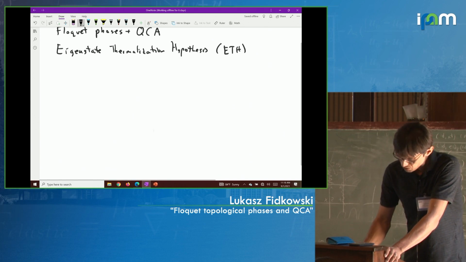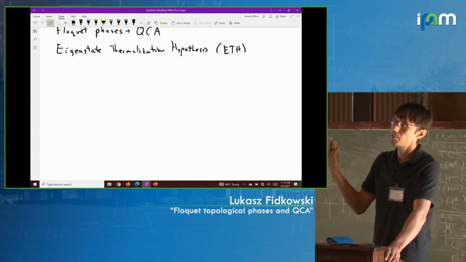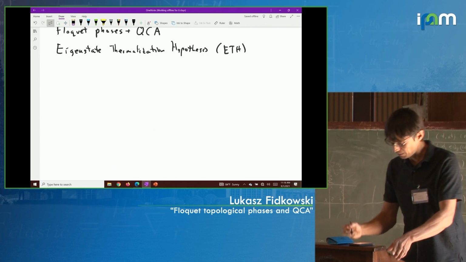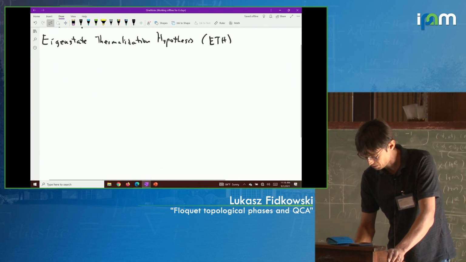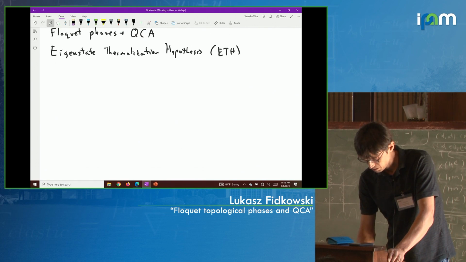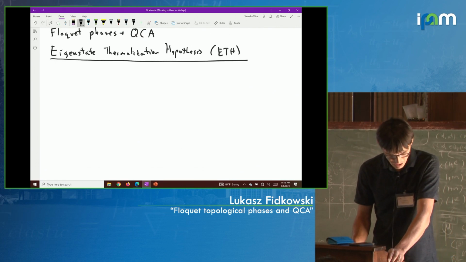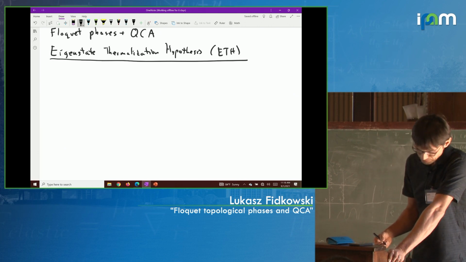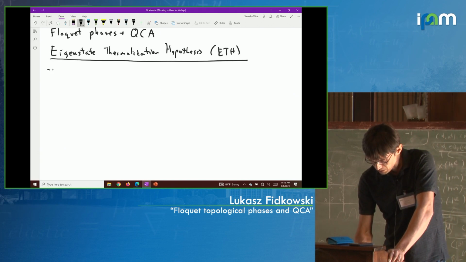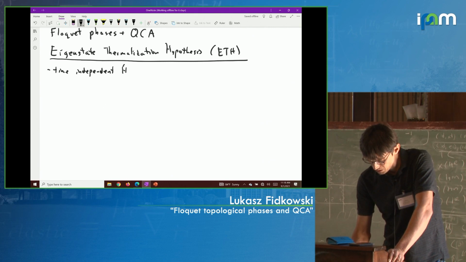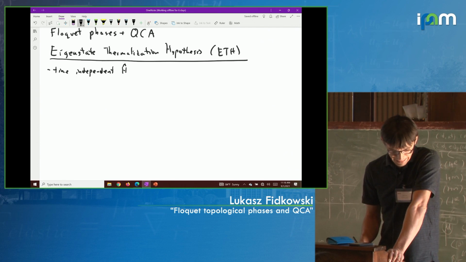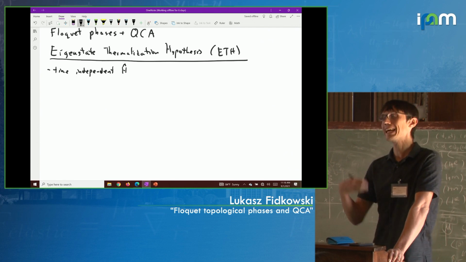So let me first start talking about a time-independent Hamiltonian. Okay, so I have a time-independent Hamiltonian H. And let me imagine that I have a state.